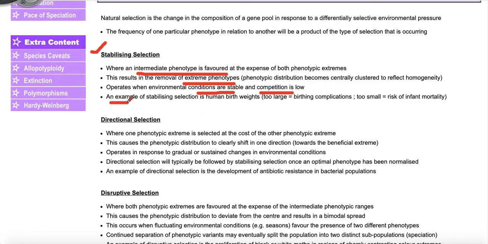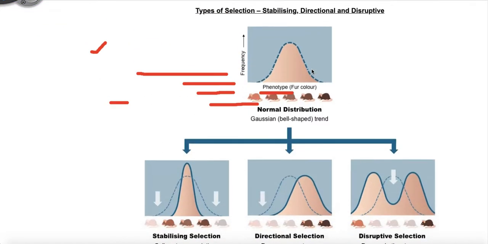So an example of this would be human birth weights. So we know that babies are born somewhere between 6.5 to 7.5 pounds. And that's because if they're too large, that's going to complicate the birthing process. And if they're too small, that's going to risk the infant. And of course, that is going to reduce the biological fitness of the Homo sapiens species. So that's one good example of stabilizing selection.